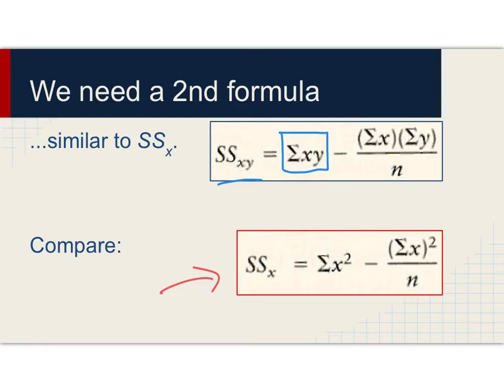So for all 10 lines on that table for Quicksell, we're going to take the x and the y values and multiply them, and then add the 10 products. And we'll subtract from that, instead of sigma x times sigma x, since we're including a y in here, sigma x times sigma y. And again, we're dividing by the number of data pairs that we have. We're dividing by n.